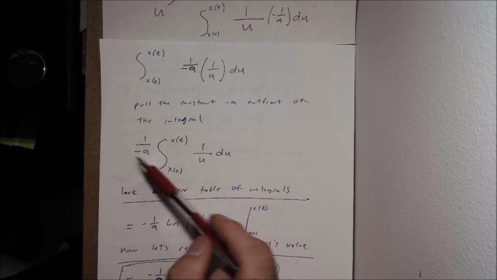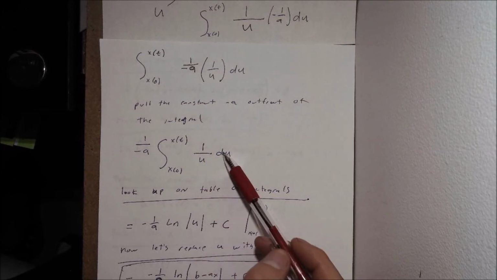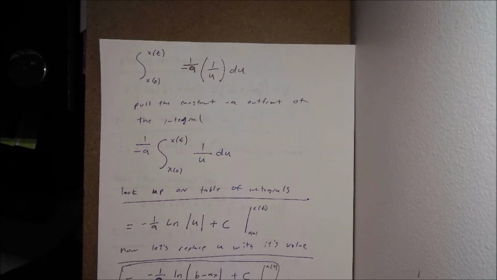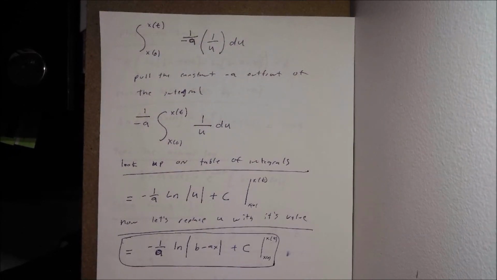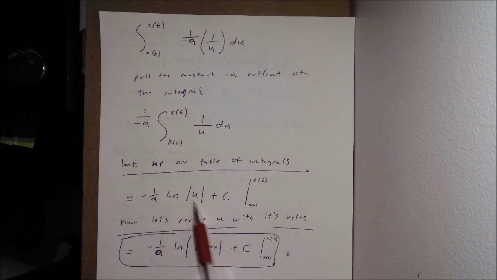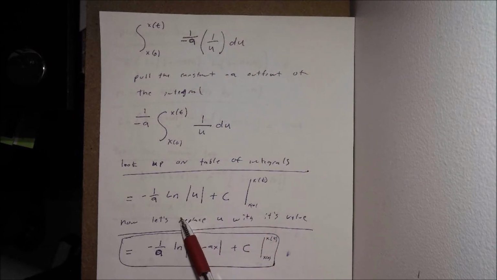So now we have negative 1 over a times the integral from x of 0 to x of t of 1 over u du. Now that's a pretty straightforward integral right there that we can look up from any basic table of integrals. Move this up just a little bit there. So if we look that up, we see our general form here. We can do, okay, the integral of 1 over u du is the natural log of the magnitude of u plus a constant c. So we have our negative 1 over a out front, then we have our general form here, the natural log of u plus c, with our limits over here going from x of 0 to x of t.